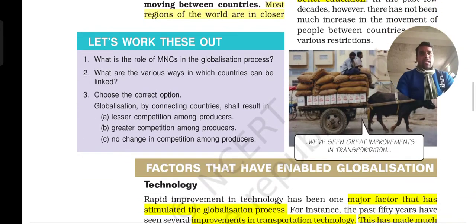In the next class I will tell you what factors enabled globalization. What are the factors that helped globalization to develop? We already know what globalization is, so we will be discussing through what ways and factors it was helped.